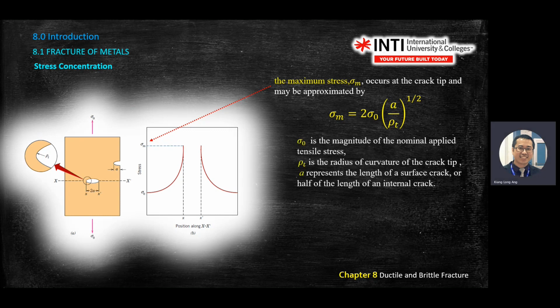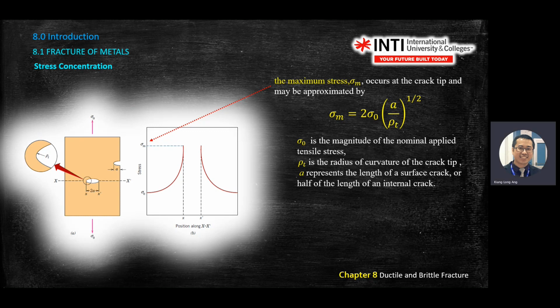Okay, so you have the nominal stress and the maximum stress. You have the radius of curvature at the crack tip. This is rho, the curvature of your stress raiser. A is the length of the surface crack, or half the length of the internal crack.